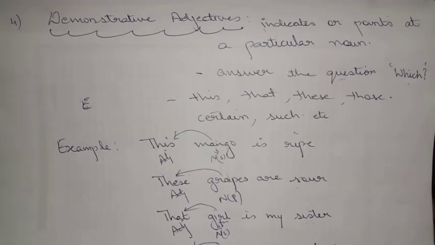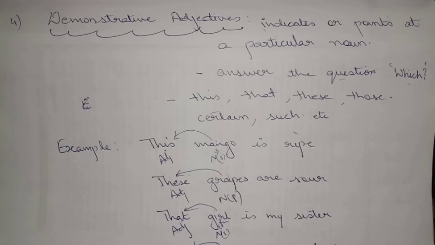Demonstrative adjective. Demonstrative adjective indicates or points to a particular noun. They point to a particular noun. They answer the question which, right? This, that, these, those, certain, such. These are all your demonstrative adjectives.